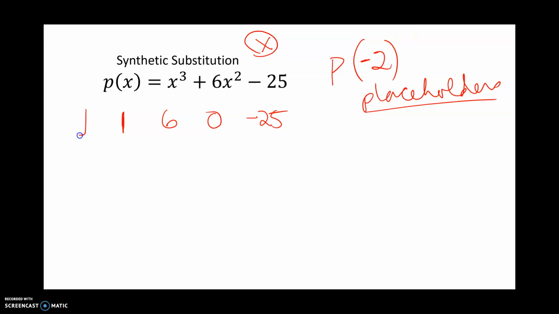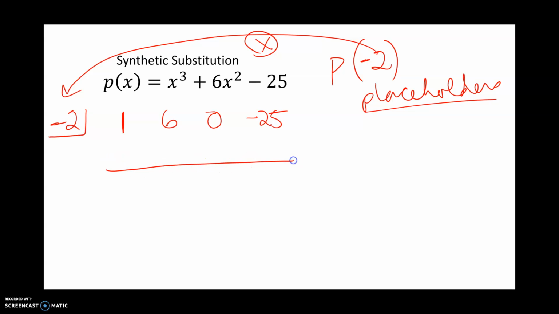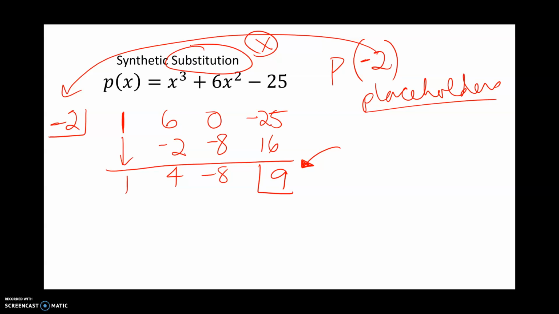All right, so now I come over here for synthetic substitution. The x value I want to evaluate goes here, and our process is as follows. The first number comes straight down. Then 1 times -2 is -2, and I add. 4 times -2 is -8, and I add. -8 times -2 is 16, and I add. So let's see, when I add, I believe that's 9. So when I box off this last value, which I do every time, in terms of substitution, this is the value of the polynomial at x equals -2. Sorry, it should be a negative.